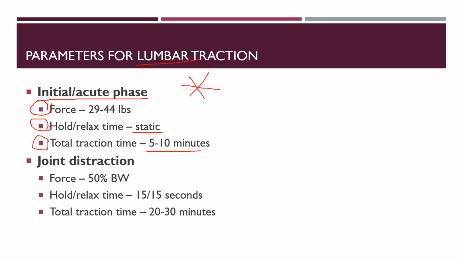Let's say this person who really needs joint distraction does very well with this initial application of mechanical traction. Then we can get into our next session and use something like joint distraction if they have stenosis. For joint distraction, where we're trying to create that negative pressure inside the joint, we need a pretty high amount of force. So we're going to take 50% of somebody's body weight. If somebody is 200 pounds, times 0.5, we're going to use 100 pounds of force to distract that lumbar spine.